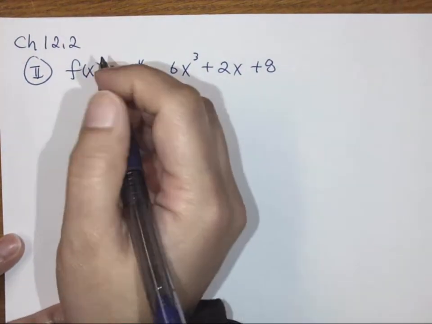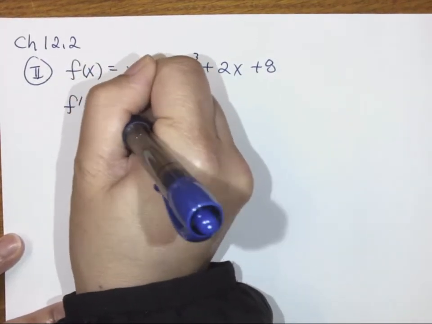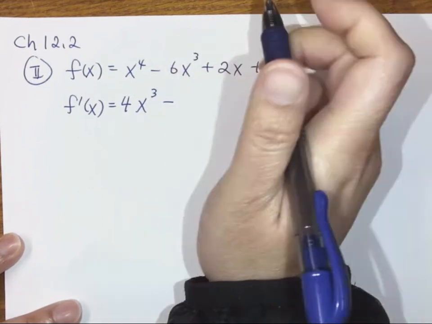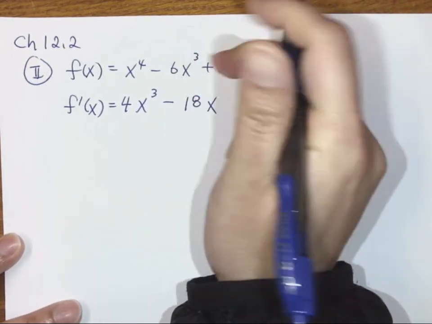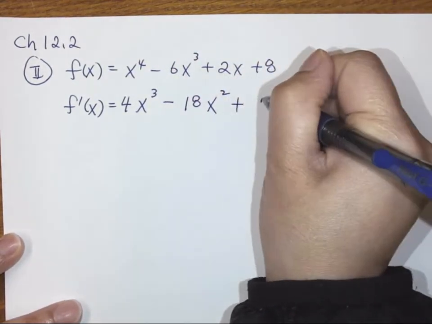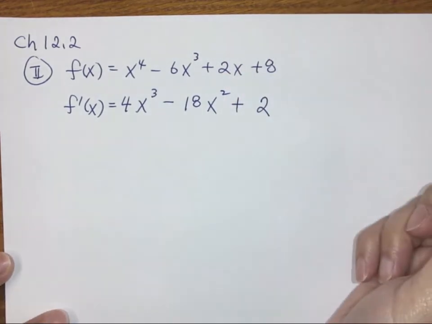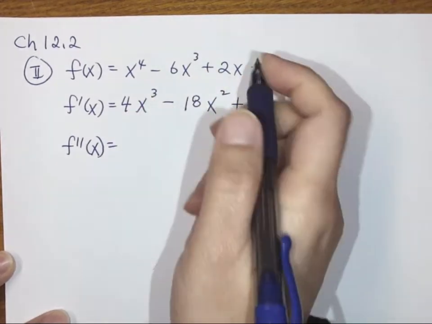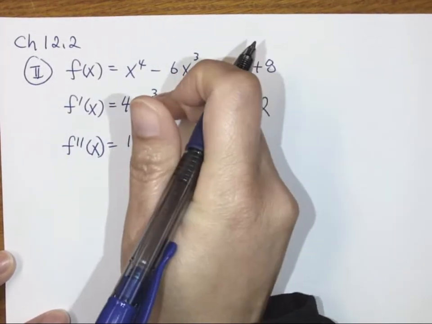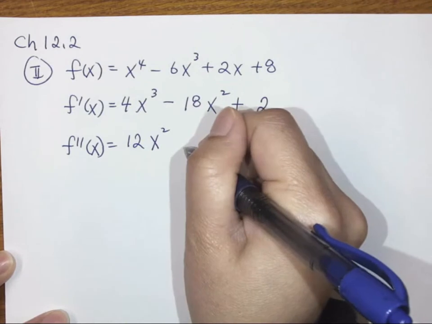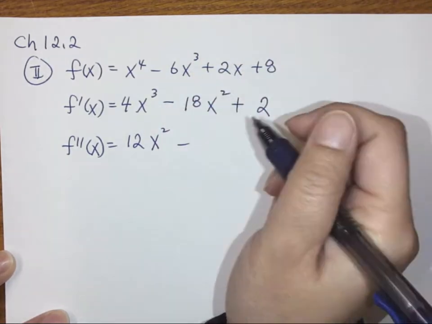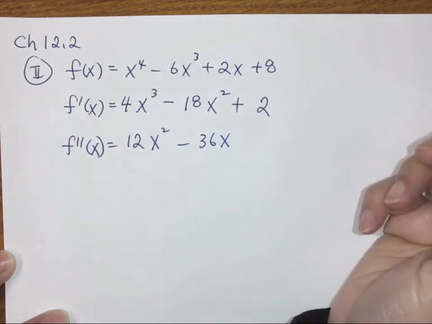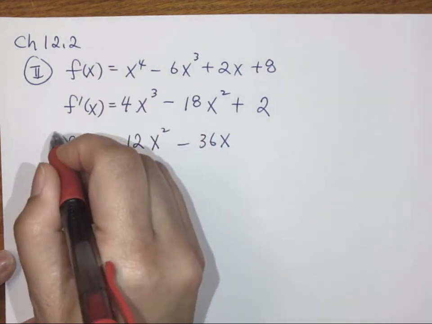Okay, so I'm going to check with you now. f prime of x is going to be 4x cubed minus 6 times 3 is 18, x to the second, plus a 2, and then that turns into 0, right? But I need one more time. The second derivative is 4 times 3 is 12, x to one less power is 2, minus my 18 times 2 is 36, x to one less power, my 2 will turn into 0.